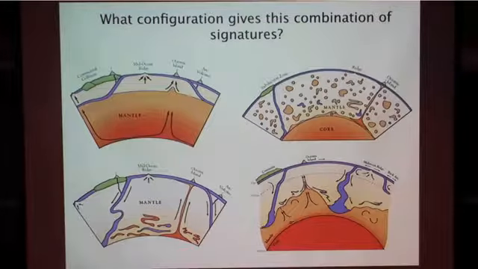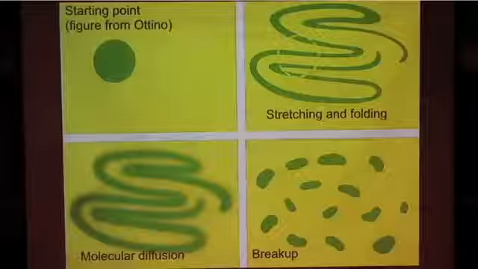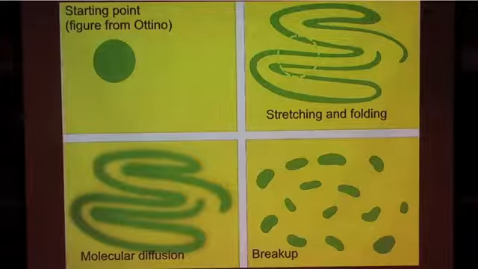This model has the heterogeneity uniformly distributed throughout the mantle, and so that also is difficult to make compatible with the geochemical observations or the seismic observations. Okay, that was motivation. Let's talk now about mixing.